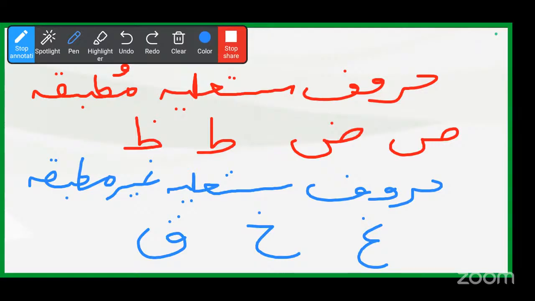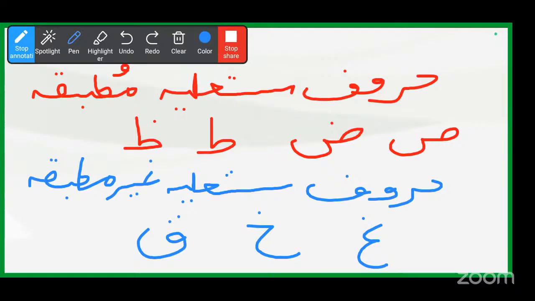They are غير مطبقة because these three are either throat letters or close to the throat. غين is a throat letter. خا is a throat letter. And قاف is not recognized as a throat letter because it is on the tip of the throat, not inside the throat. So these are also حروف مستعلية but غير مطبقة. What's the difference between مطبقة and غير مطبقة?